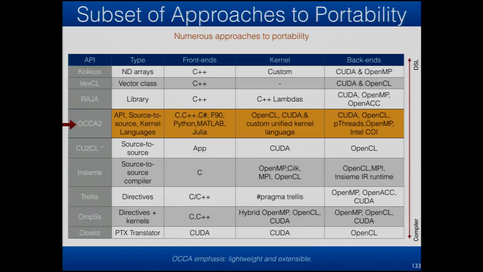We're not the only people addressing this portability issue. There are multiple solutions. You have library solutions, including Kokkos and VexCL, which are sort of array classes on steroids. You have RAJA, which is more heavily C++. You have us, we do various things, and then you have some progressively lower and lower level translators. But I'll try and explain what we do in OCCA.